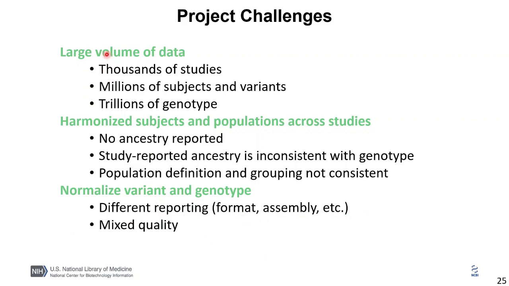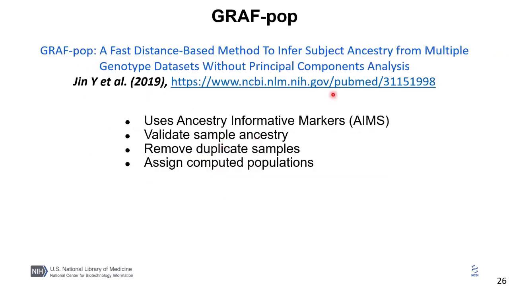Okay. So to solve the large volume of data and to normalize the variant, we utilized the existing dbSNP and dbGaP curations and build pipeline. And to harmonize the populations, we used a program called GRAF-pop that was developed by dbGaP. What it does is it uses ancestry informative markers to validate the sample ancestry, remove any duplicates, and then also assign subjects with common ancestry to populations. So I'll walk you through briefly how this is done.